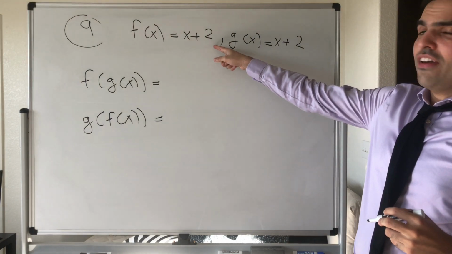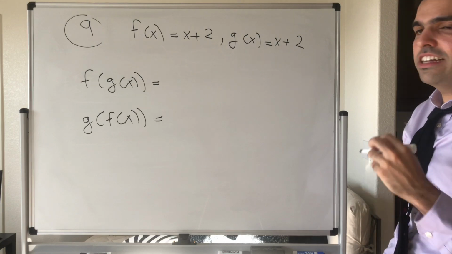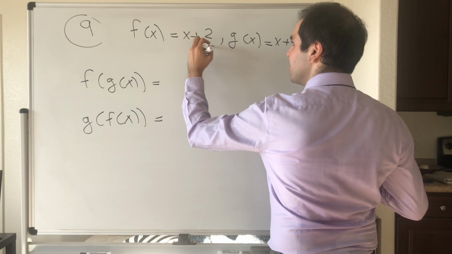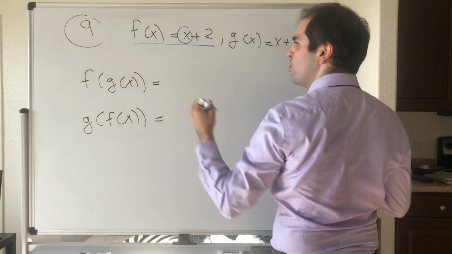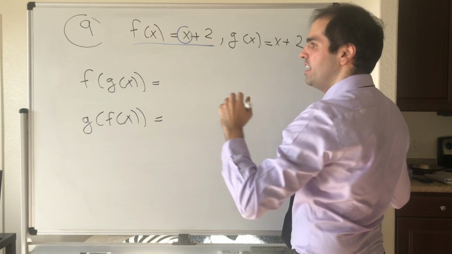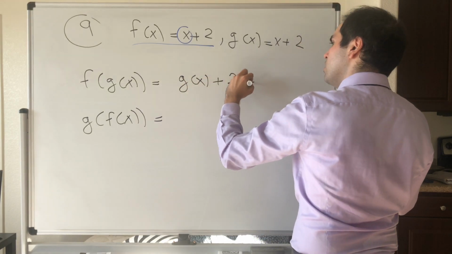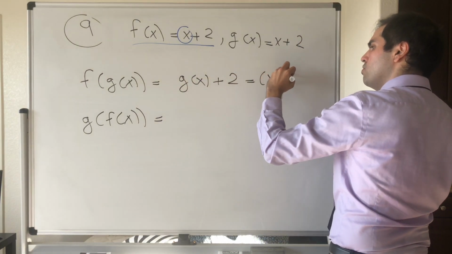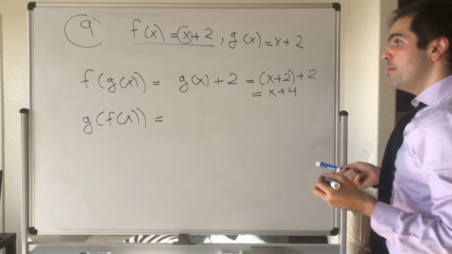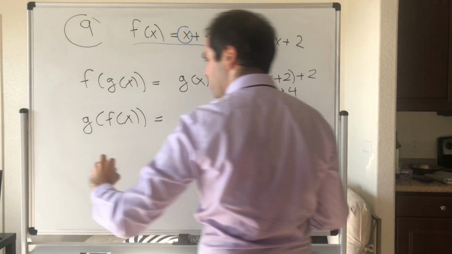Now if f of x is x plus 2 and g of x is x plus 2, let's calculate f of g of x, which just means use the definition of f, but replace x with g of x. Since f is just adding 2 to the input, f of g of x is g of x plus 2, and that becomes x plus 2 plus 2, which is x plus 4. And by the way, already we can conclude that f and g are not inverses of each other.